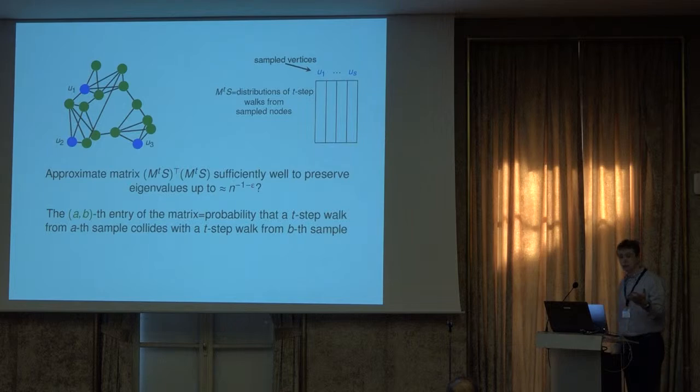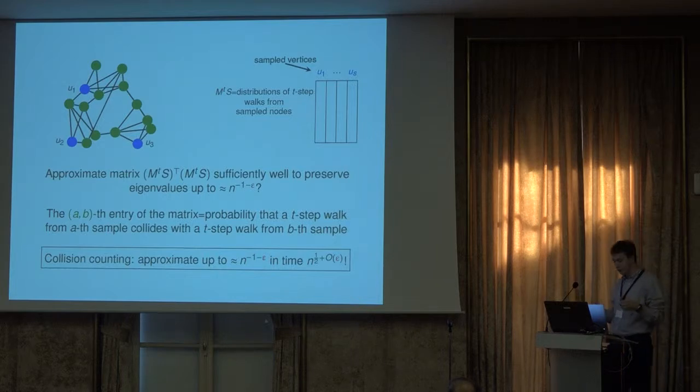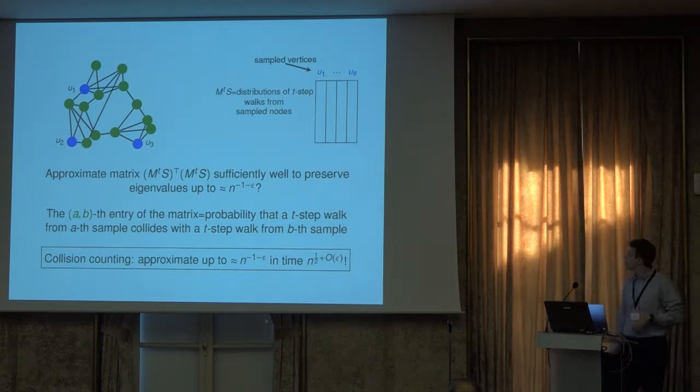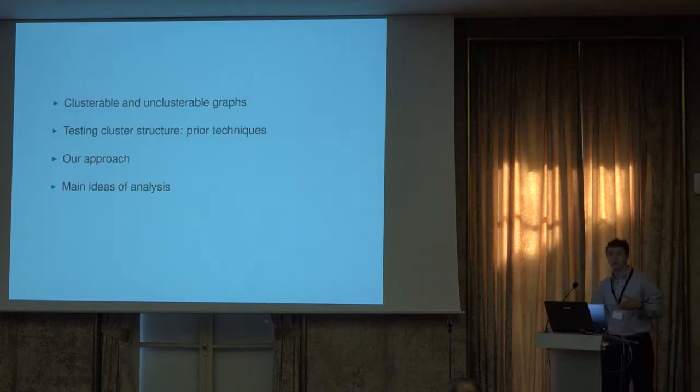Well, a moment of contemplation reveals that the a-bth entry of this matrix is nothing but the probability that the t-step distribution from the a-th sampled vertex collides with a t-step random walk from the b-th sampled vertex. So we need to understand collision probabilities between two vertices to approximate this matrix. And this can be accomplished by collision counting, basically by the birthday paradox. One can verify that you can approximate this quantity, the dot product between two distributions, to additive precision n to the minus 1 minus epsilon in time roughly n to the 1/2 plus order epsilon. And that's why the algorithm is sublinear time.